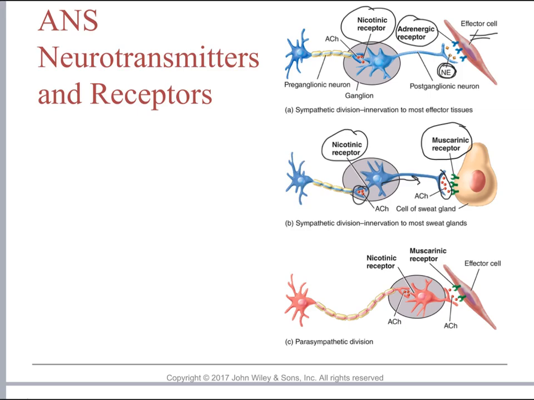Now for the parasympathetic division, a little bit different. We start with our nicotinic receptor. There it is, secreting acetylcholine onto that really short postganglionic neuron, which will then secrete acetylcholine again. So we have a cholinergic neuron binding to a muscarinic receptor on the effector cell. Again, the second messenger system.